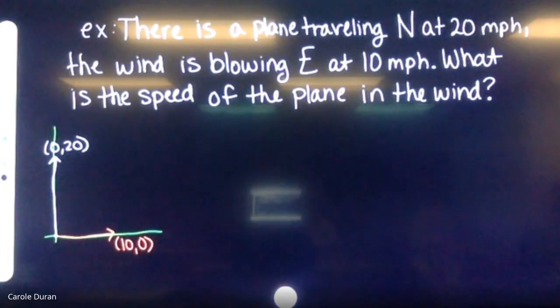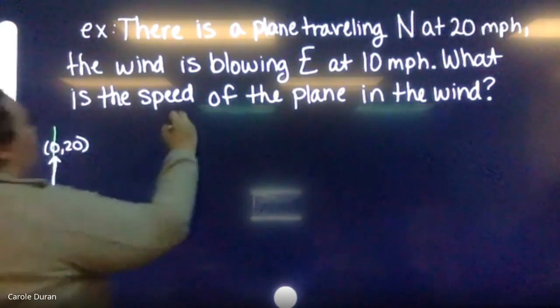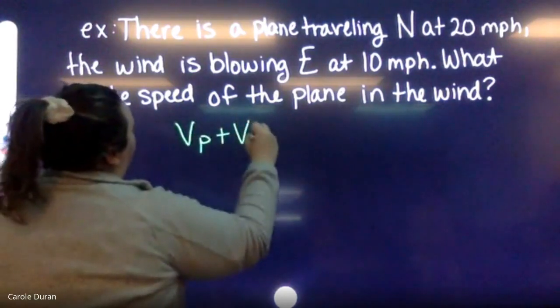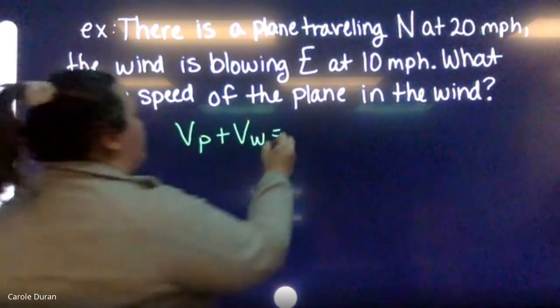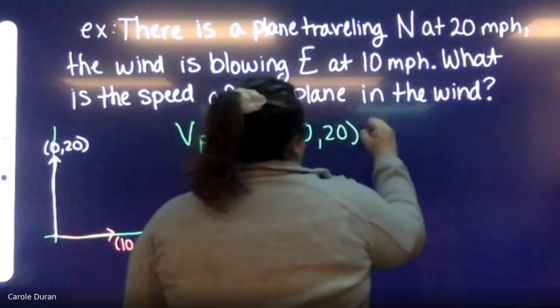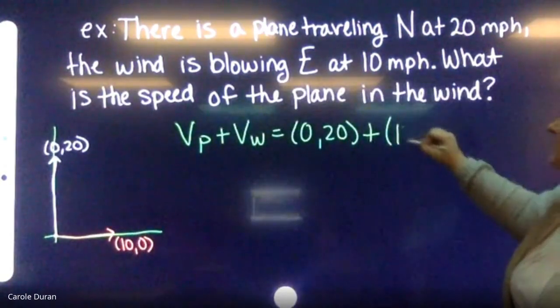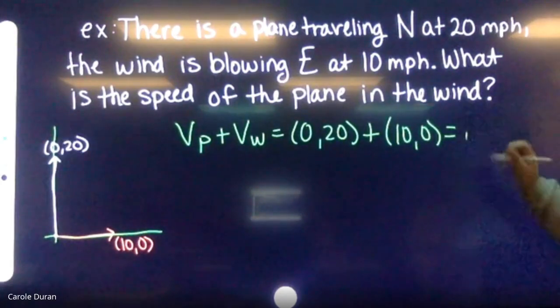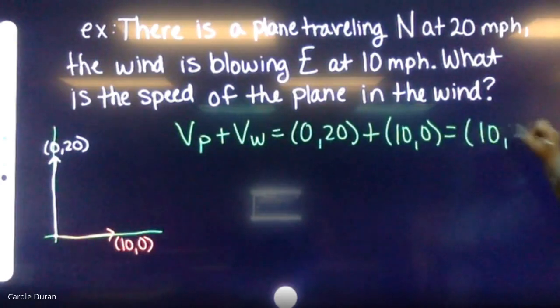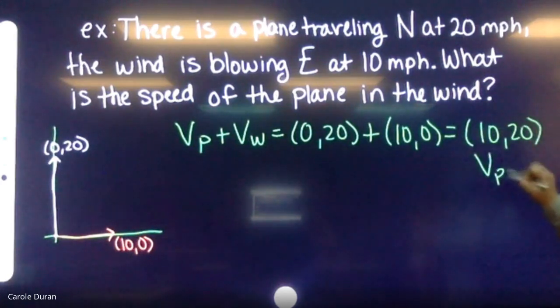And I want to know plane plus wind. How do I do that? Add them. Vector of the plane plus vector of the wind. So I'm gonna use V of P and V of W respectively. Vector of my plane has the coordinates (0, 20). Vector of my wind has the coordinates (10, 0). So when I put them together, I get which vector or what coordinates? (10, 20). So this is my vector P plus W.